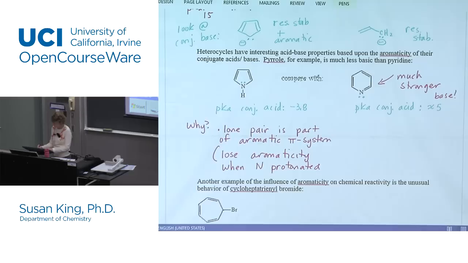For pyridine, that lone pair is in an sp2 orbital. It's perpendicular to the aromatic pi system, so it's not involved at all. No effect at all once that's protonated. The lone pair is not part of the aromatic pi system. It is still aromatic after it's protonated.